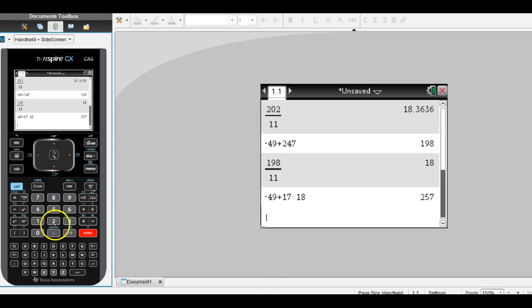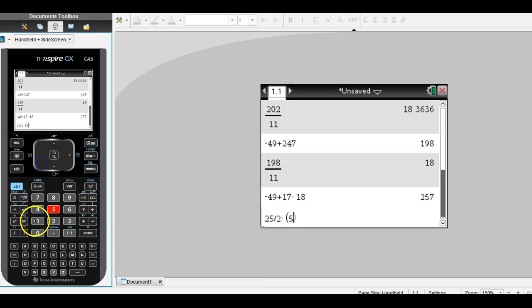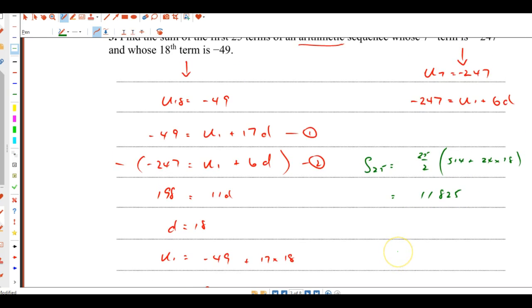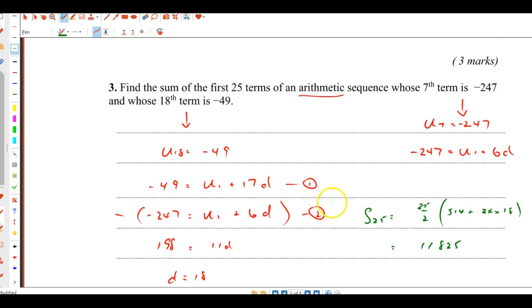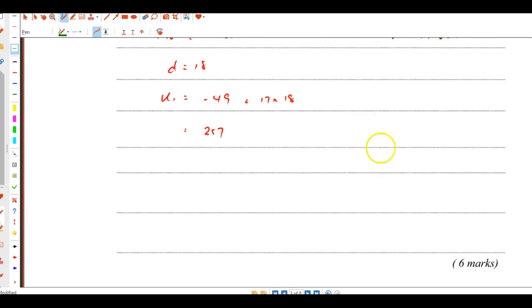25 divided by 2 times, open your bracket, 514 plus 24 times 18. Hit enter. 11825 is our result. Hopefully the sums are okay on that. And that solves that rather big problem there. Only 3 marks, but quite a bit of work to do to get those 3 marks.